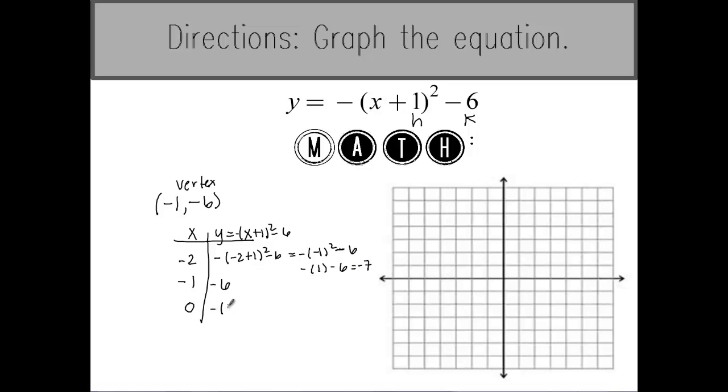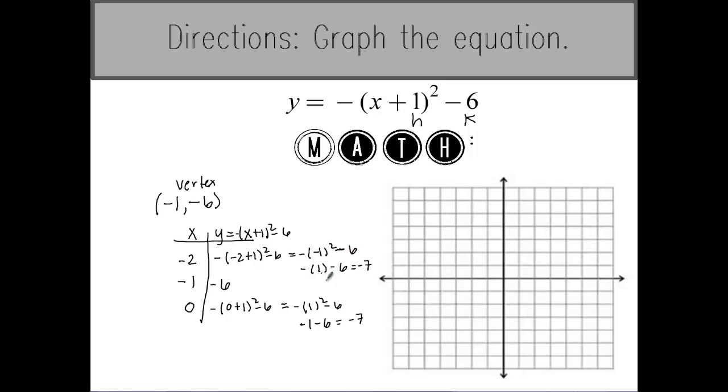It's going to be -(0 + 1)² - 6. Simplify my parentheses first. 0 plus 1 is 1, squared, minus 6. 1 squared is 1. Then I apply the negative on the outside, so that's going to be -1 minus 6, which is -7. What you will notice with quadratics is that if you pick an x value equidistant from your vertex x, your y values will come out to be the same because quadratic functions are symmetrical.